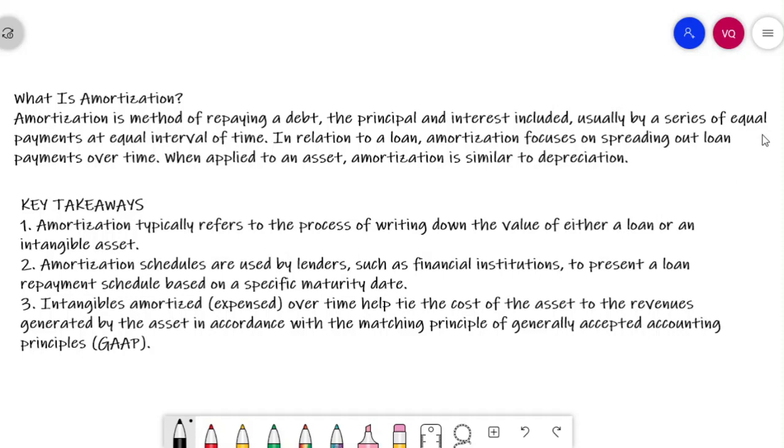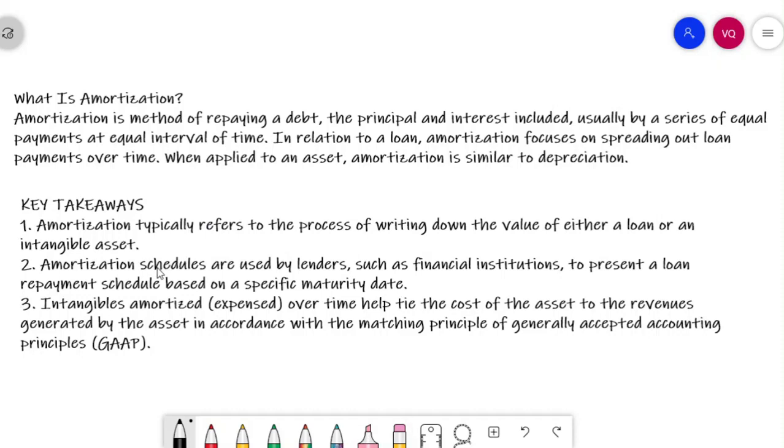Second, amortization can also refer to the spreading out of capital expenses related to intangible assets over a specific duration, usually over the asset's useful life for accounting and tax purposes.